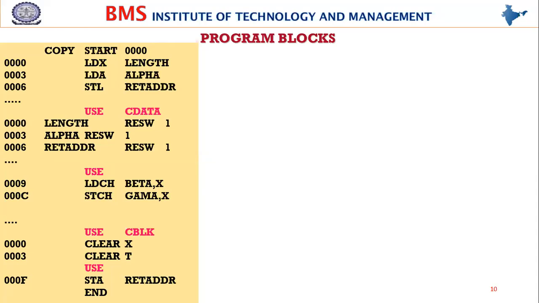At 000, we have the LDX instruction, the LDA instruction at 03, and 06 has the STL instruction, and we may have some more instructions also. We are not bothered about it. Fine, leave it. On the next line, we have an assembler directive, USE CDATA. Now CDATA is a new block that we are creating.